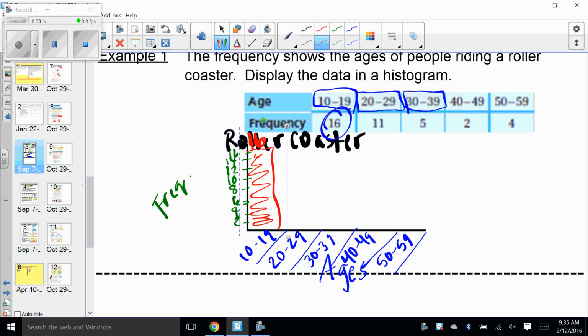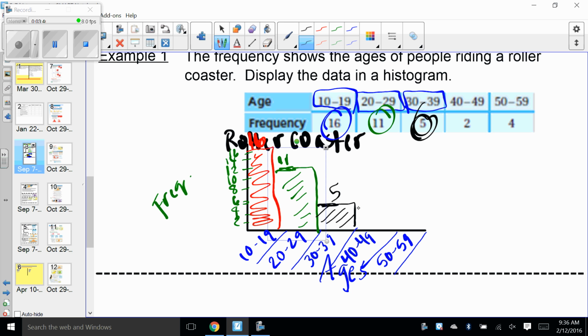All right. Then 20 through 29, 11 people. So this is approximately 11, and we're going to follow it over and down. We have 11 people, range 20 through 29. All right, and then we have 5 people, range 30 to 39. So we have 5 people ranging 30 to 39.